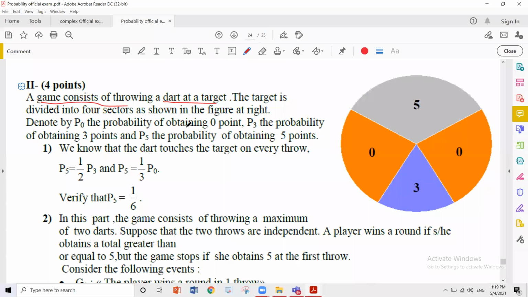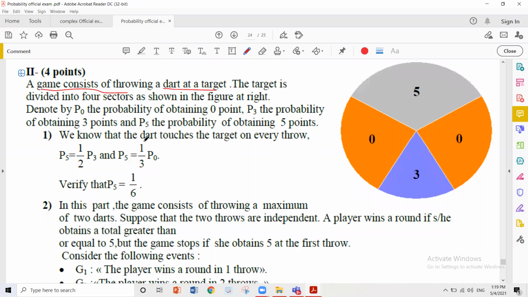Denote by P0 the probability of obtaining 0 point, P3 the probability of obtaining 3 points, P5 the probability of obtaining 5 points. We know that the dart touches the target on every throw. Suppose P5 equal 1 over 2 P3 and P5 equal 1 over 3 P0.